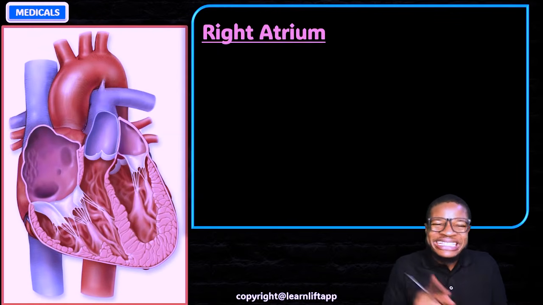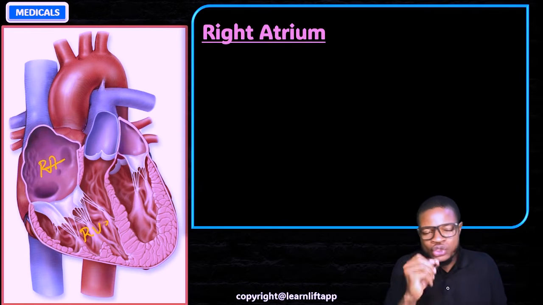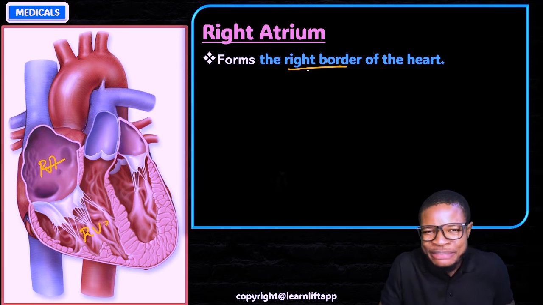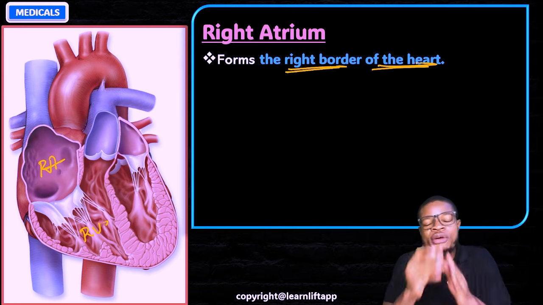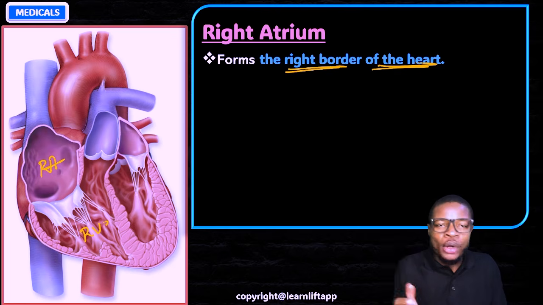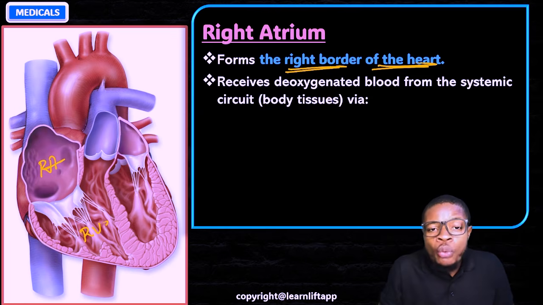The first here is the right atrium. Here is your right atrium, and here is your right ventricle. Let's dwell on the right atrium. The right atrium forms the right border of the heart. What forms the right border of the heart? The right atrium. That's number 1.